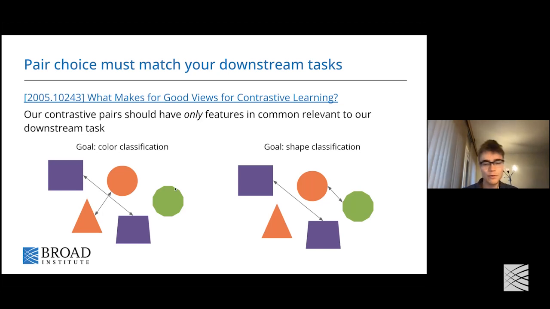And then if we look at the same data set, except we're doing shape classification, then we want the objects that share the same shape, but ideally different colors, to be paired together. Because then again, color won't be a distraction for the downstream task.